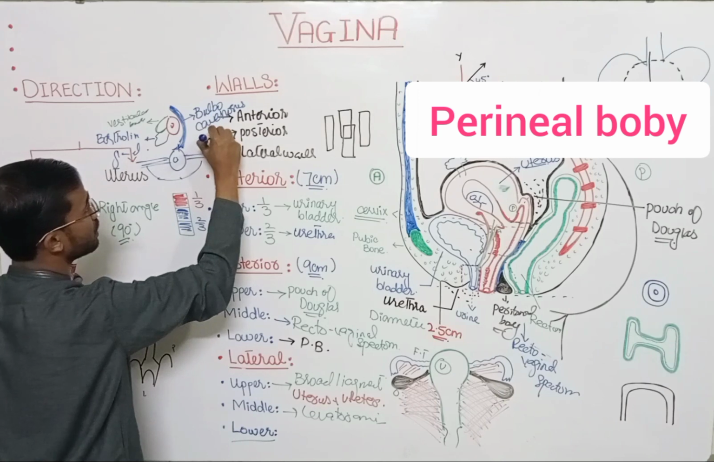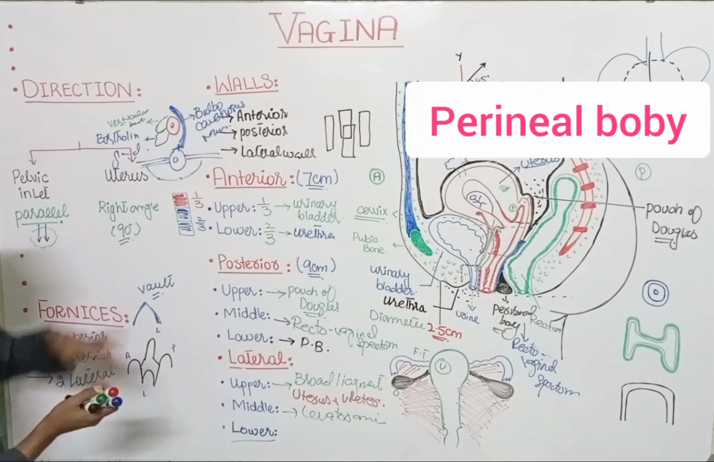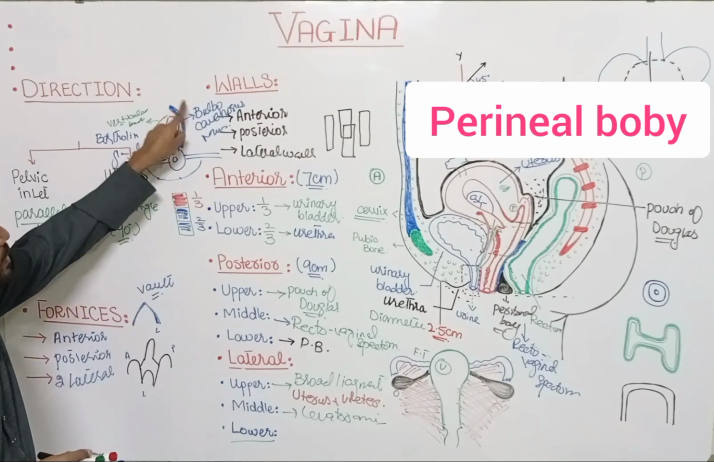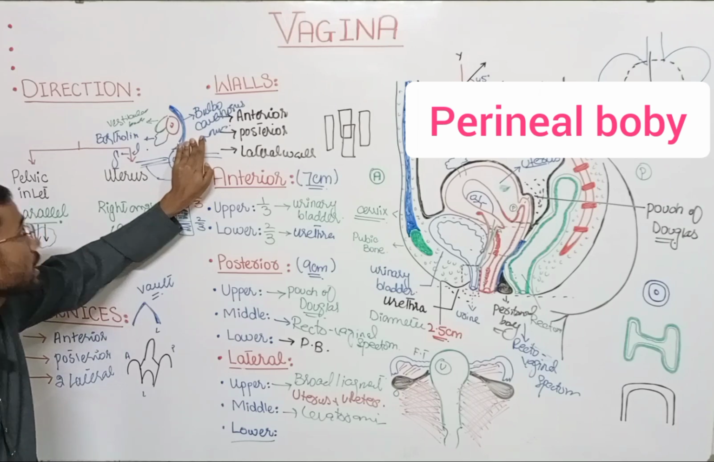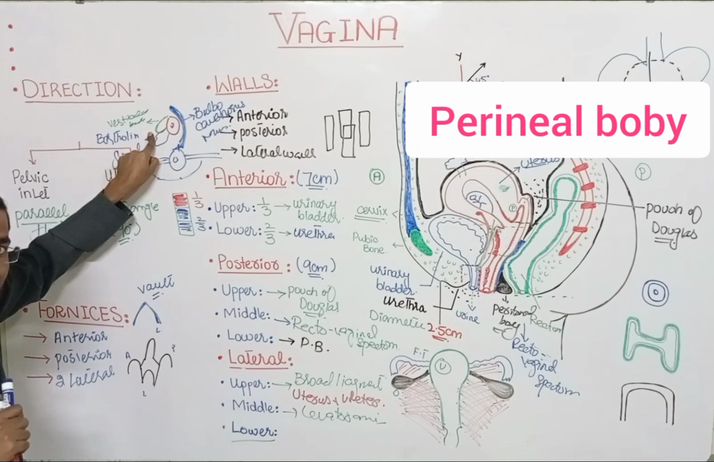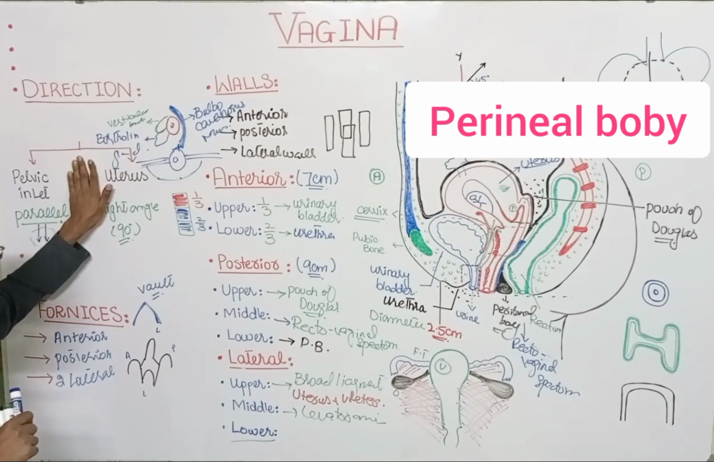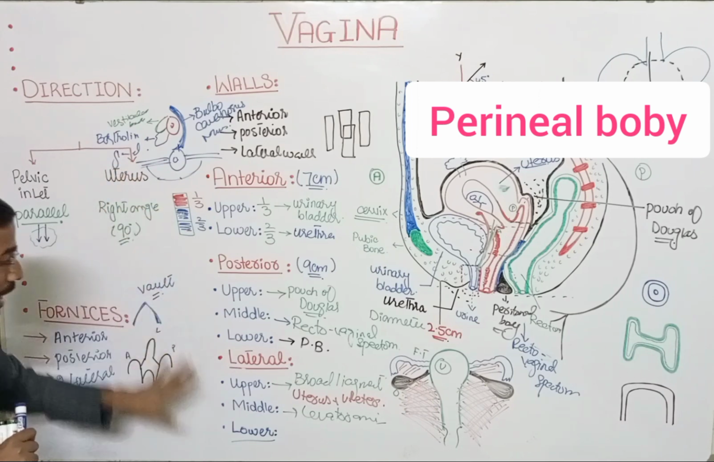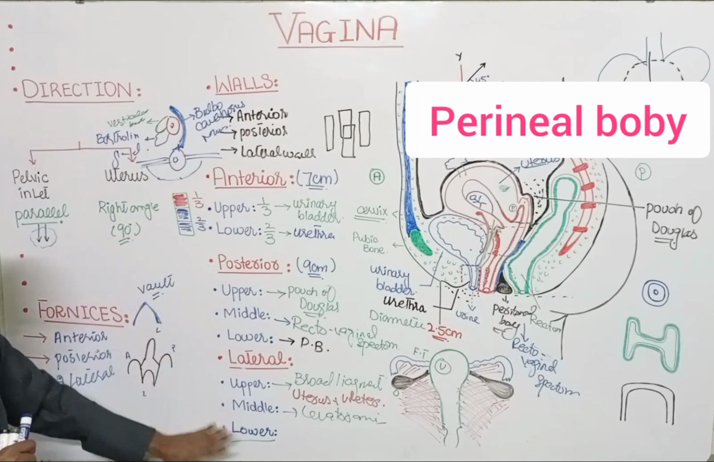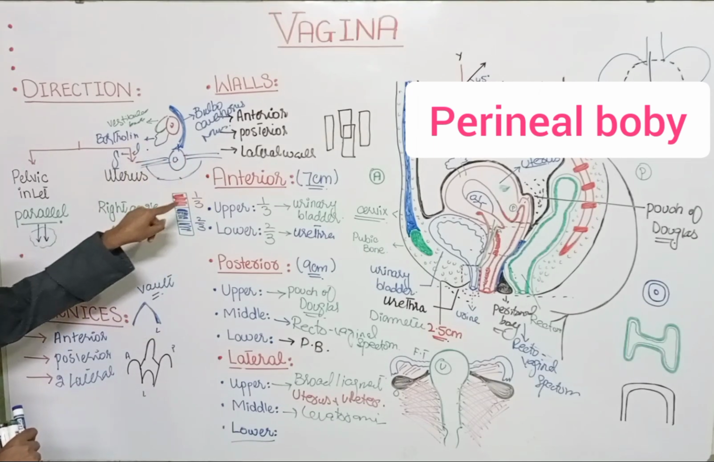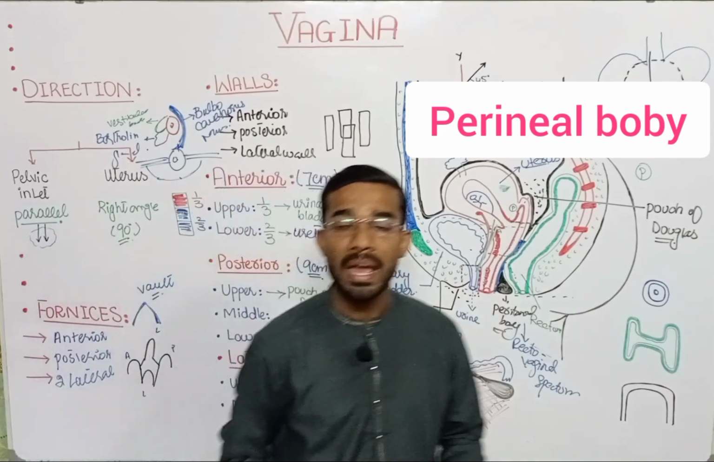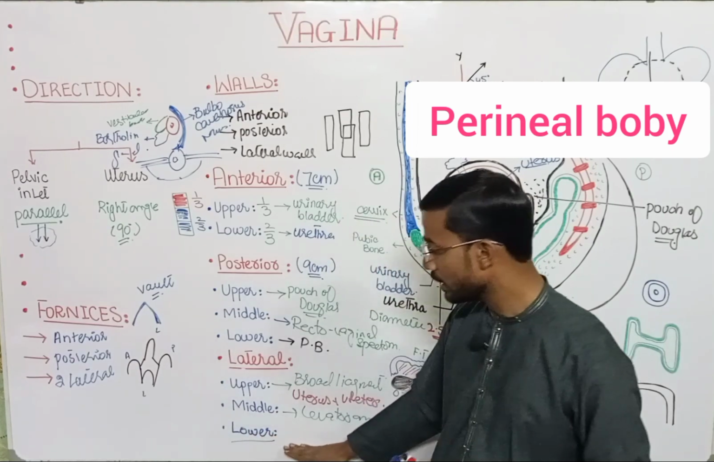This muscle is called the bulbocavernosus muscle. So you see different components surround the vagina, the external genitalia. You will see the bulbocavernosus muscles, and around that the vestibular bulb, which is part of the clitoris, and beneath you will see the Bartholin gland. These three components correlate with the lateral wall of the vagina: Bartholin gland and vestibular bulb. These lie in the lower region.